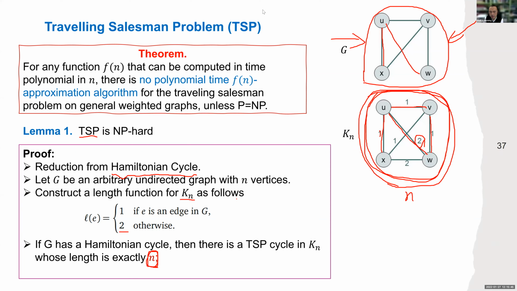I will pause for a moment because this mapping is critical for understanding the further slides. So I'm going to post the survey now. Did you get the correspondence between the Hamiltonian cycle in the original graph and the TSP solution with length n in the new graph?